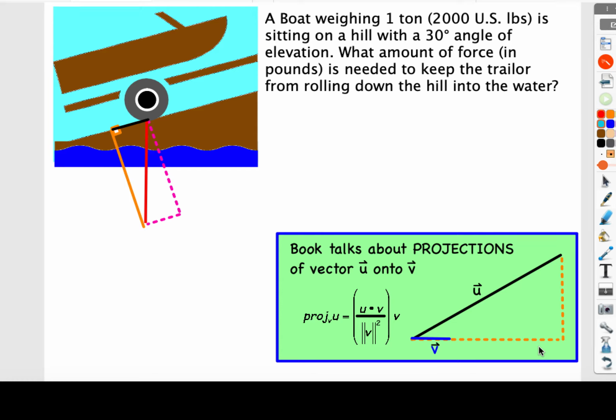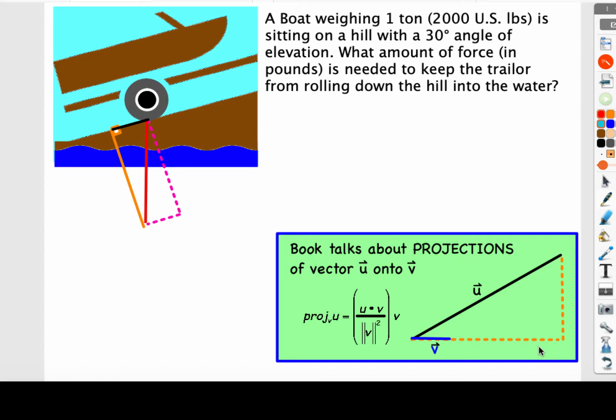This video is going to talk a little bit about dot products and how we can use them, but also to realize that we don't always necessarily need the dot product to find answers to questions like that. Many books talk about the projections of one vector onto another, sort of asking, okay, how do you represent vector u as a projection onto vector v, or v onto u? And they do this fancy formula down here at the bottom.